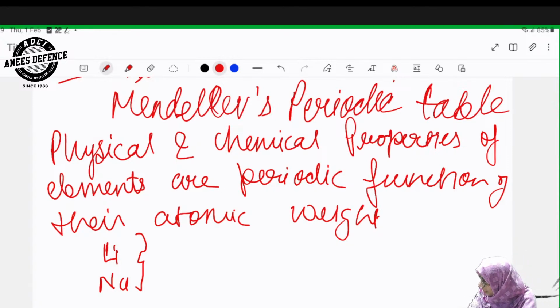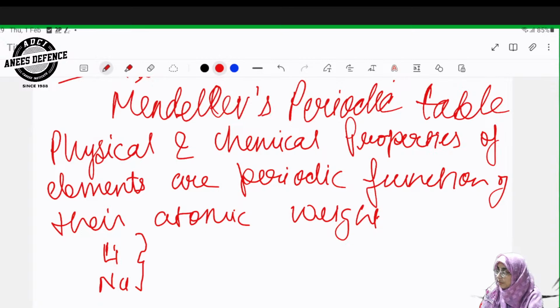Mendeleev's periodic law, understood? At atomic weight. He told about the periodicity. Periodicity means repetition of the properties after a fixed interval. But there were some drawbacks, limitations. The limitation was that elements with varying atomic weight, such as lanthanides, are placed in the same group. Isotopes do not belong in the periodic table.